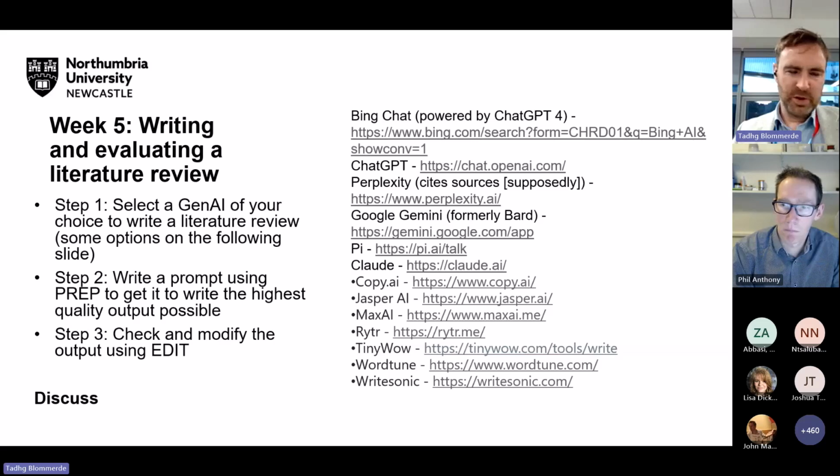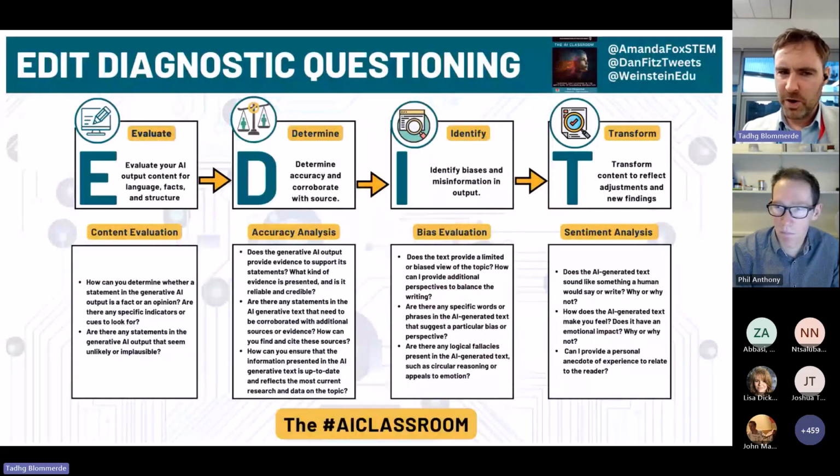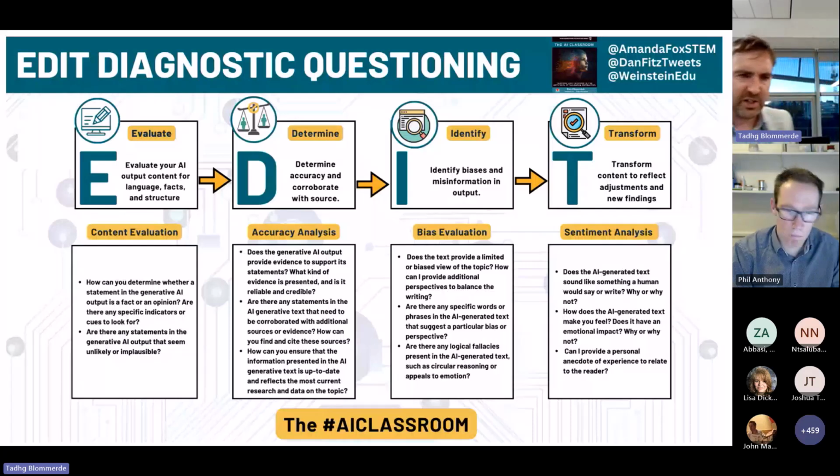Then we get to the important part, the critical part that you're all here to listen to today, the EDIT part. So critically analyzing Gen AI's output. E: did it adhere to the instructions that you gave it fully? D, for determine: are any claims and statements that the Gen AI makes accurate?